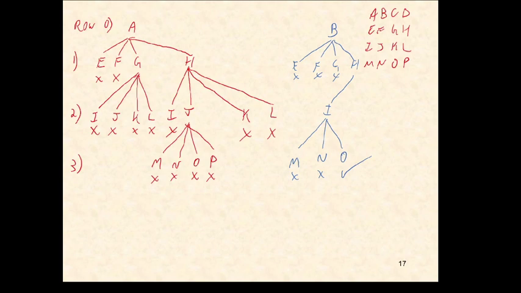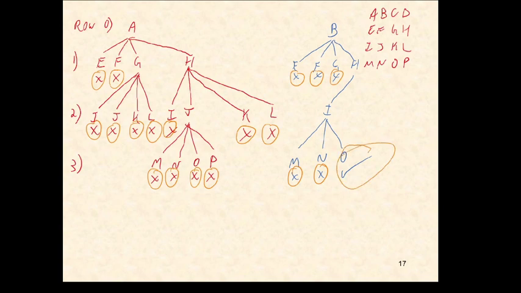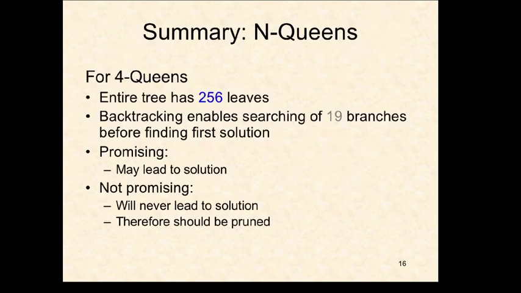Let's look at what we explored so far. We found 1, 2, 3, 4, 5, 6, 7, 8, 9, 10, 11, 12, 13, 14, 15, 16, 17, 18 dead ends, and 1 solution so far. So that's 19 branches we explored until we had to stop. We did it right. So we explored 19 branches before we found our first solution.